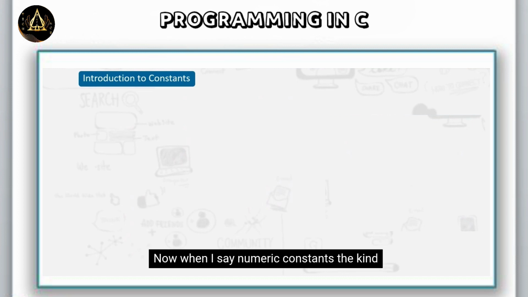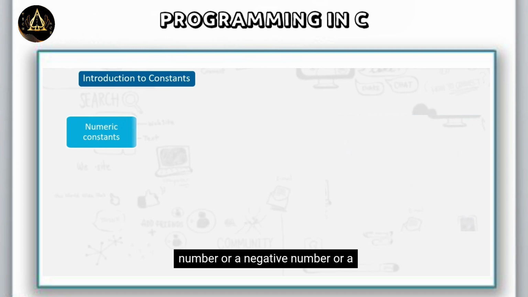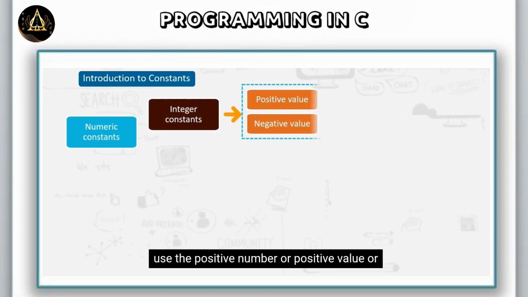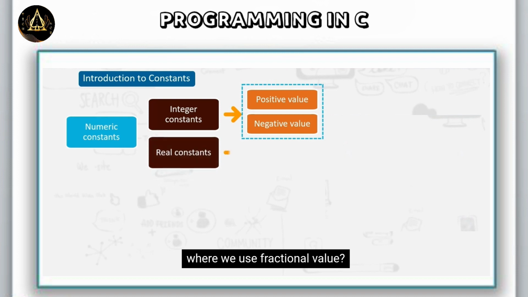Now, when I say numeric constants, the kind of numbers that we use are either a positive number, a negative number, or a fractional number. So numeric constants here are basically divided into two categories: integer constants, where we can use a positive value or a negative value, or real constants, where we use fractional values.